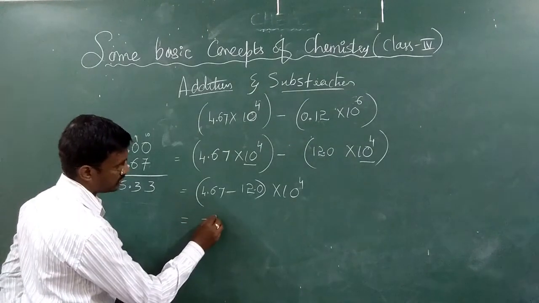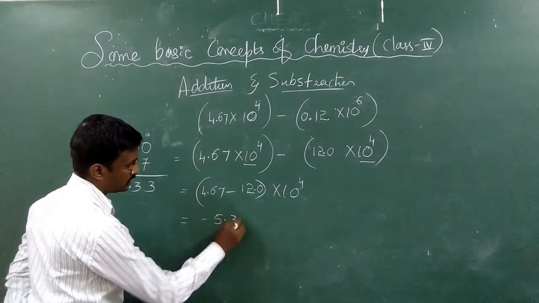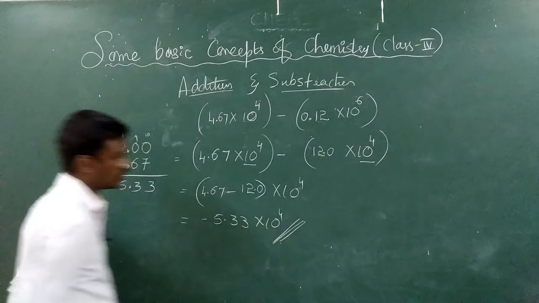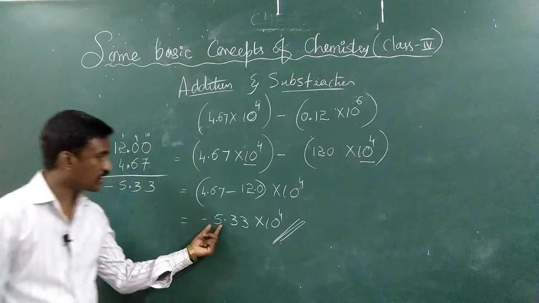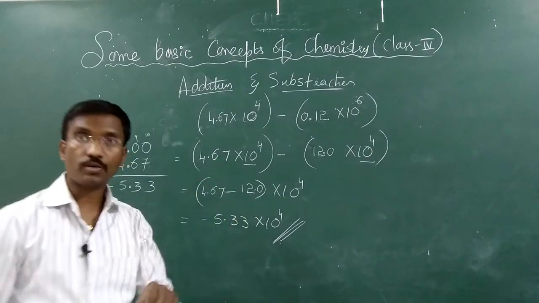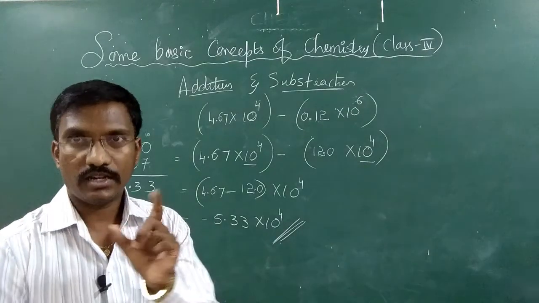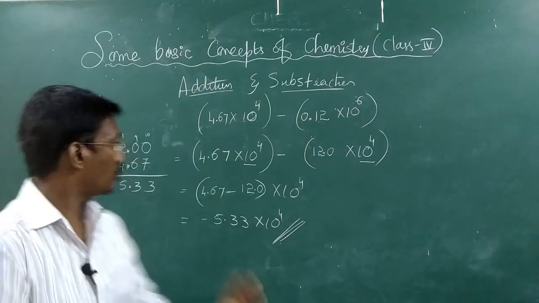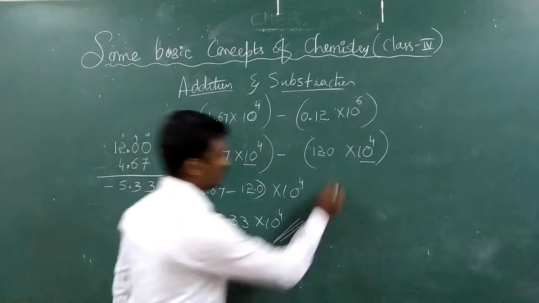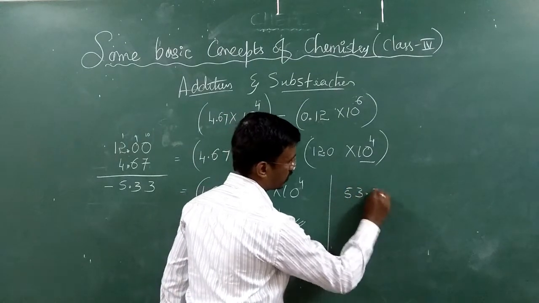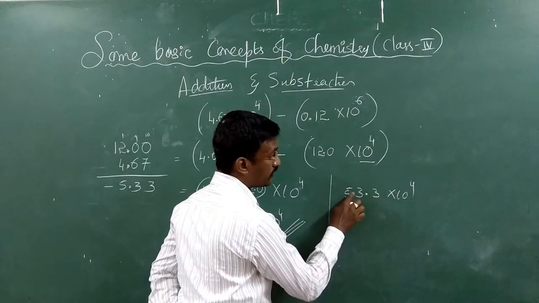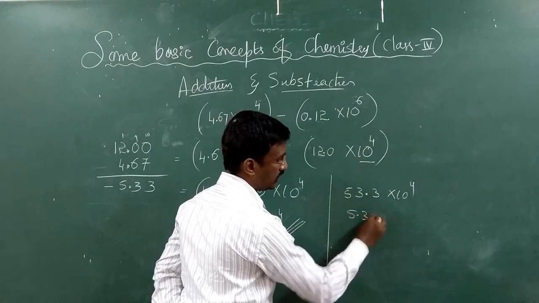The answer is minus 5.33 into 10. The first term should be a non-zero term. If it is 0.053, you have to convert that into the first non-zero term representation of scientific notation. If it is 53 point something, I am showing you 53.3 into 10 raised to 4, then you have to convert this. The decimal should be after the first non-zero term, meaning 5.33 into here.